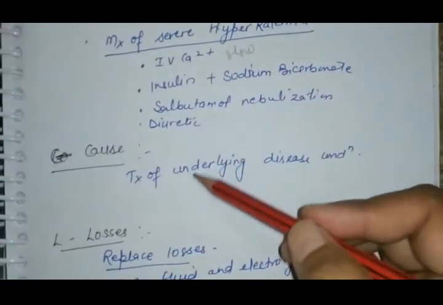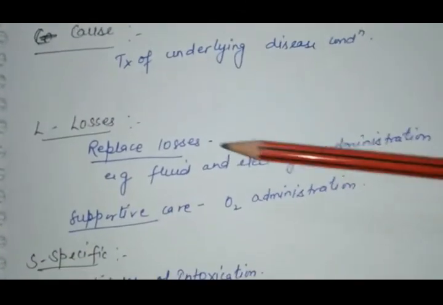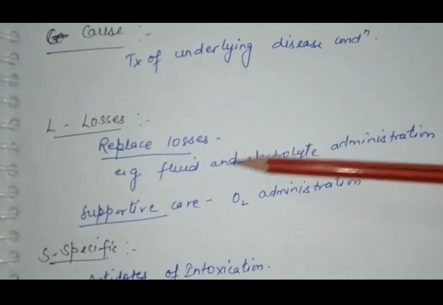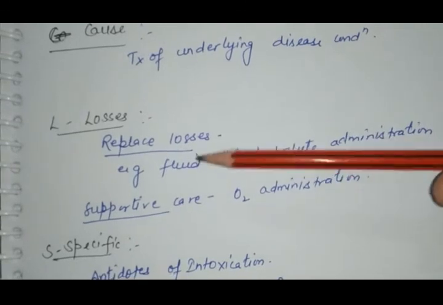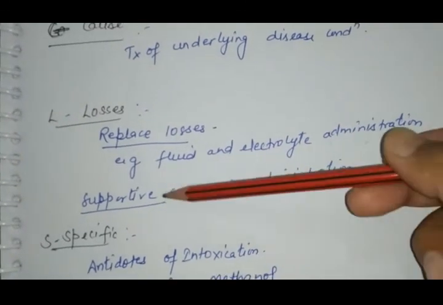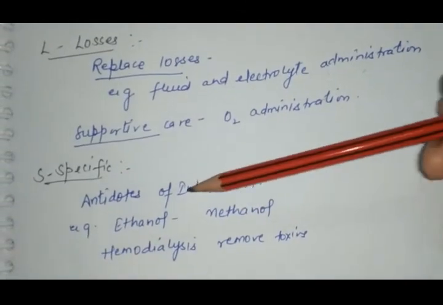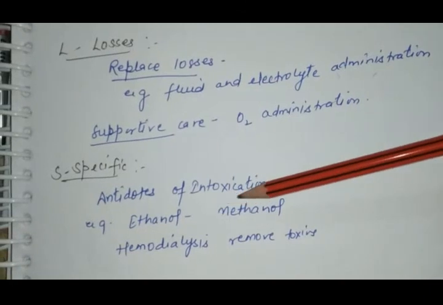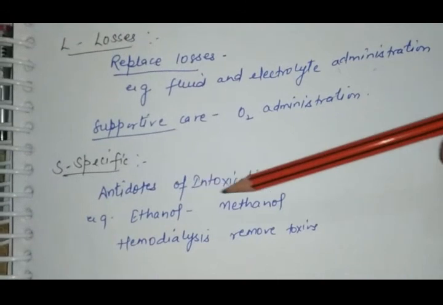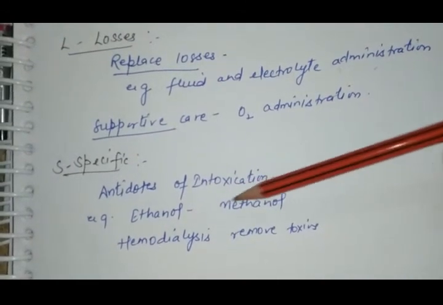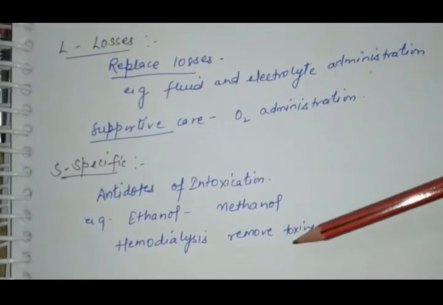Second is cause, treatment of the underlying disease condition. Third is losses. We have to replace the losses. For example, fluid and electrolyte administration. If the person is having diarrhea, replace fluid and electrolyte balance. Supportive care by administration of oxygen. And the specific care includes antidotes because the person may have intoxication or ingestion of any drug. Because of that the person may have metabolic acidosis, so an antidote may be given, for example ethanol for methanol, and hemodialysis to remove the toxin.